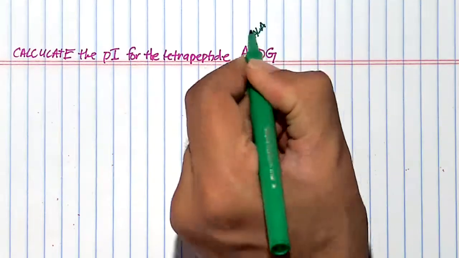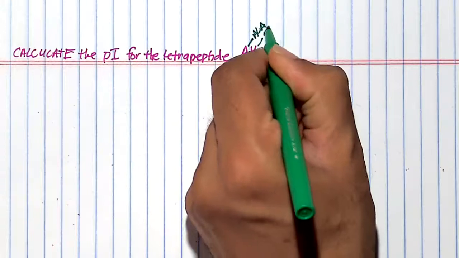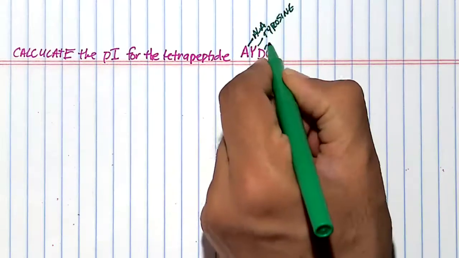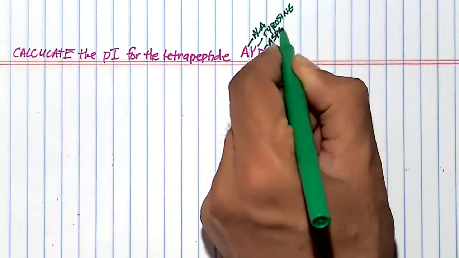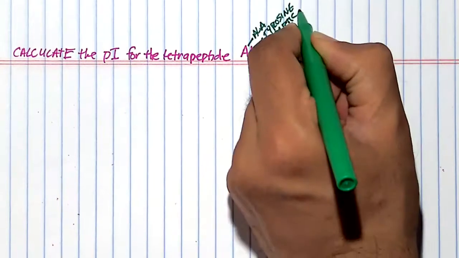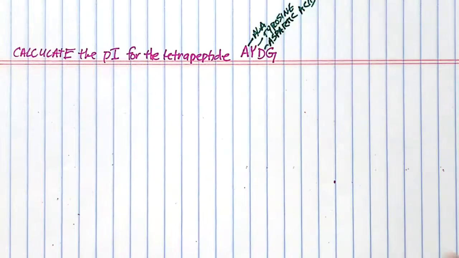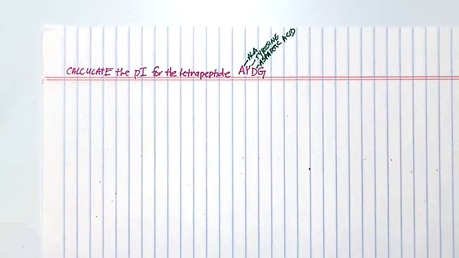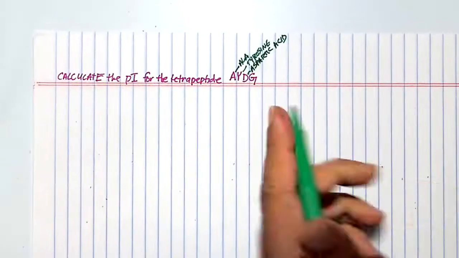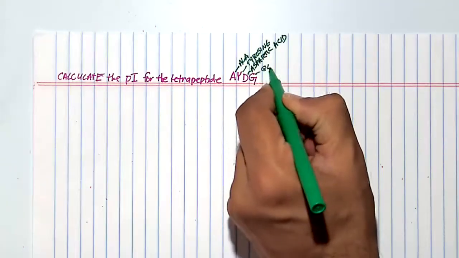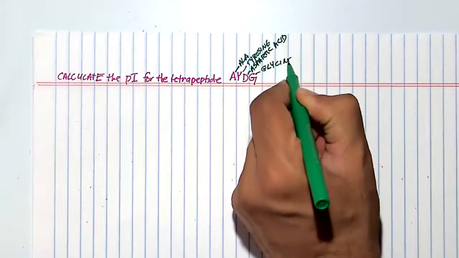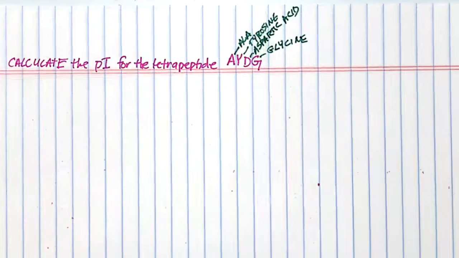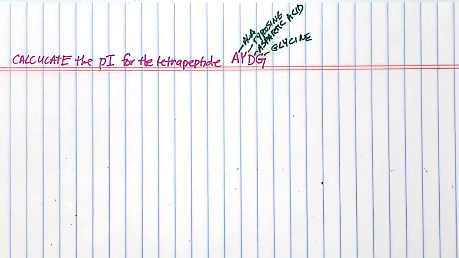A stands for alanine. Y stands for the amino acid tyrosine. D stands for the amino acid aspartic acid. Okay, aspartic acid, or if the proton is off, aspartate. And then G stands for the amino acid glycine. Okay. So what is the isoelectric point for this tetrapeptide AYDG?